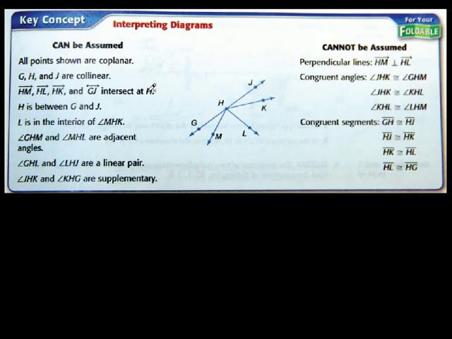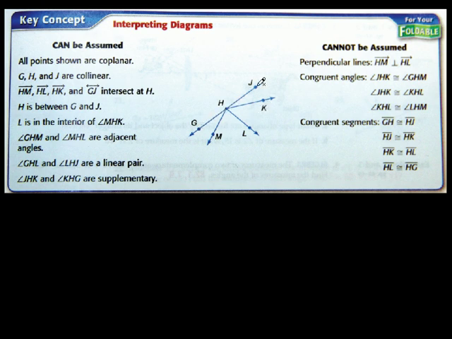All right, not much longer. I'm going to just take a look at this real quick. I'm not going to go through every little thing here. But what I want you to do, this is in the book, is look at this and just kind of understand. There are some things that you can assume when you see a picture right here, okay? All points shown are coplanar, which means you're not going to have a point that is off the paper, okay? Call it that. G, H, and J.